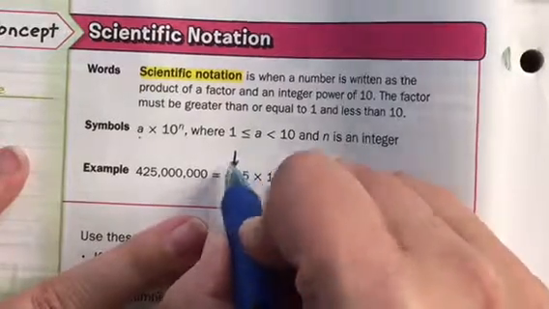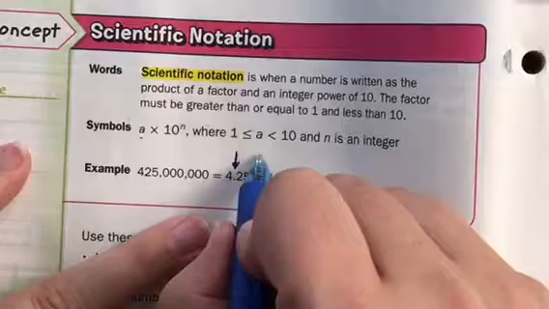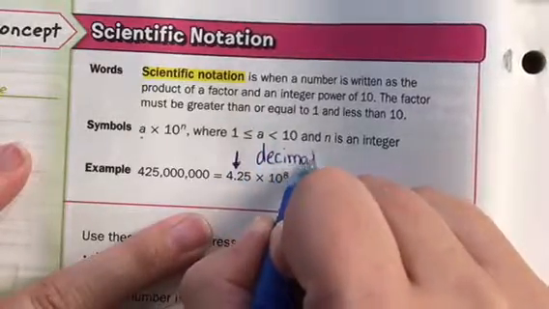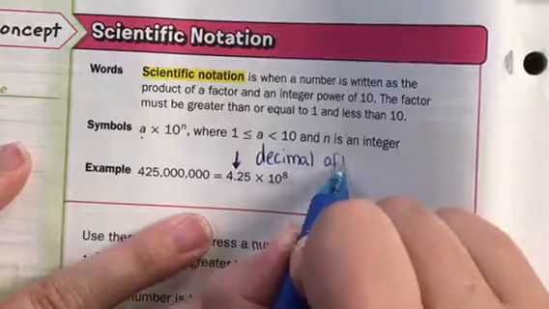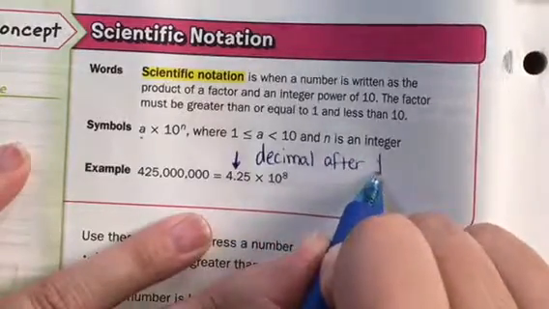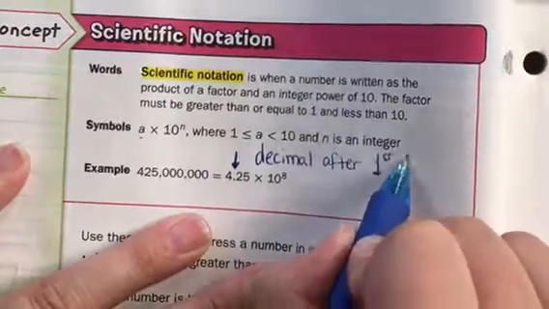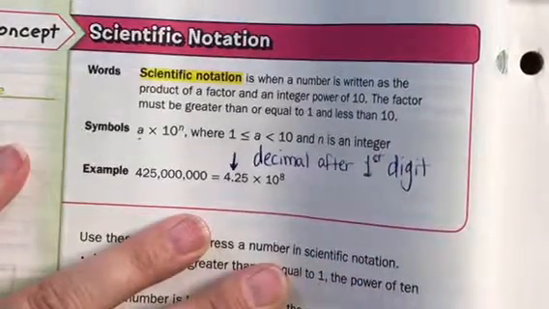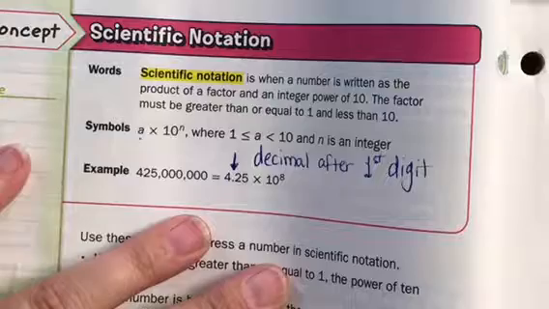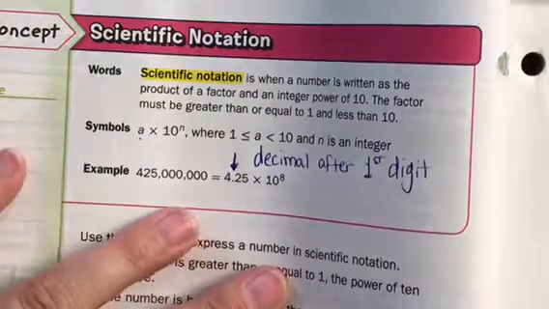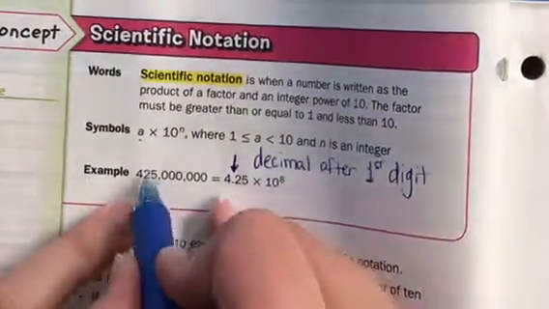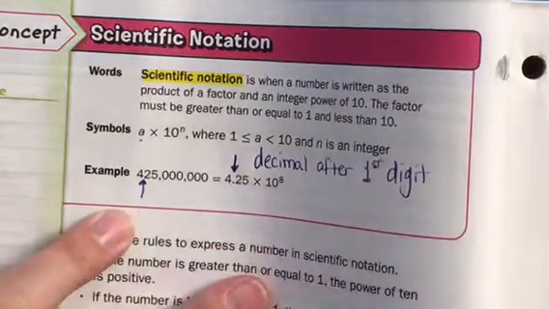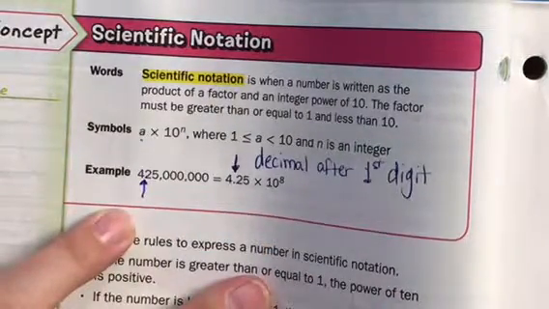I want you guys to put an arrow right there. And I'm going to put decimal after the first digit. That's not 0. So the decimal has to go after the first digit. So on this one, I would also put an arrow right there. I would want it to go after that 4.